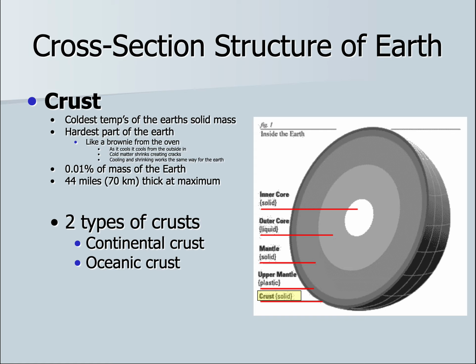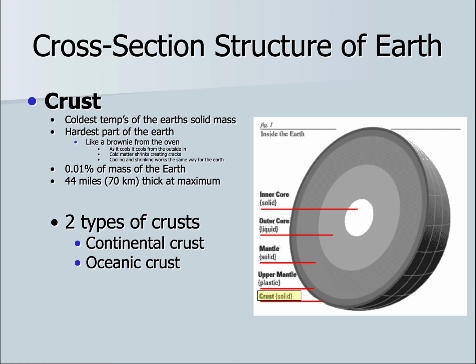So again, to repeat, we've got an inner and outer core, which is number one, a mantle, which has an asthenosphere and a lithosphere, that's number two, and the third one, which is the crust. And there's two types of crust, a continental crust and an ocean crust. So this is where the Earth's temperatures are the coolest, and it's the hardest part of our planet.